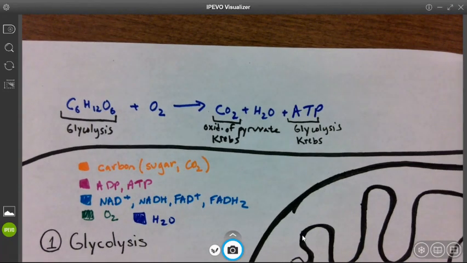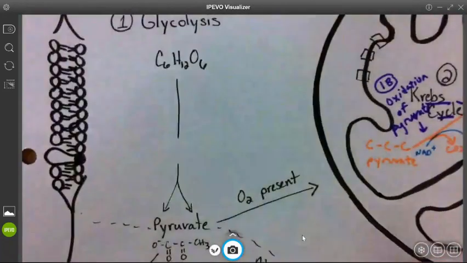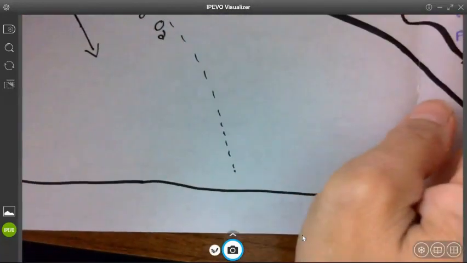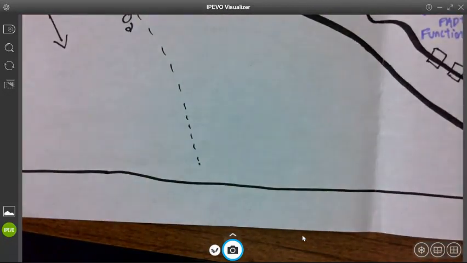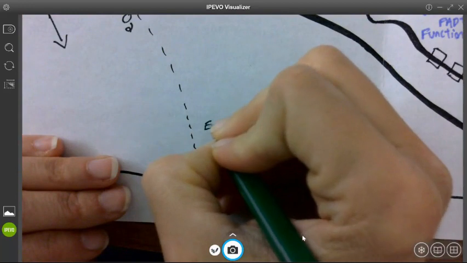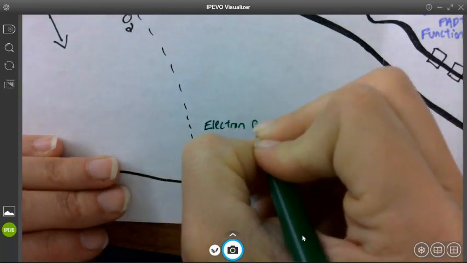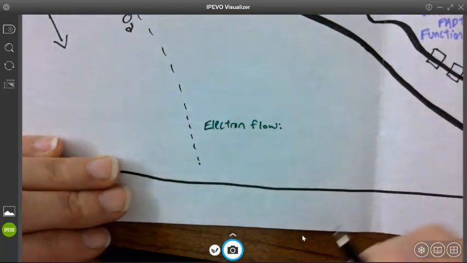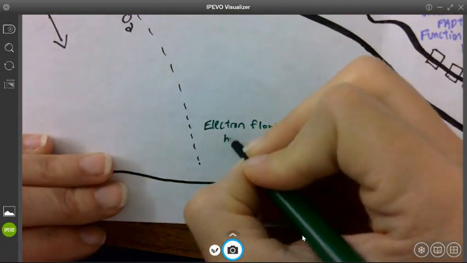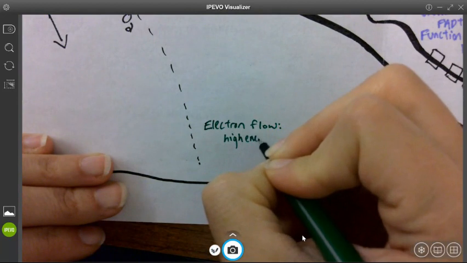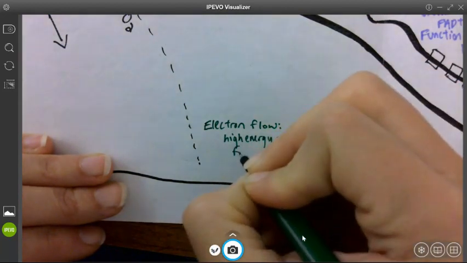Okay, so why do we need these electron carriers? I want to leave us with kind of the flow of electrons. Okay, so when we think about electron flow in this process, we need to think about where the electrons are coming from. We have high energy electrons from glucose.